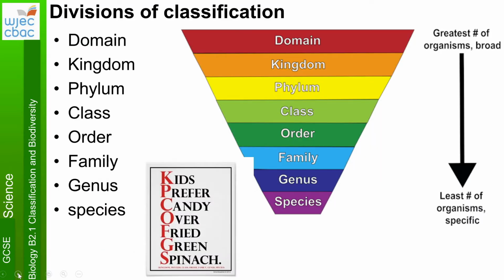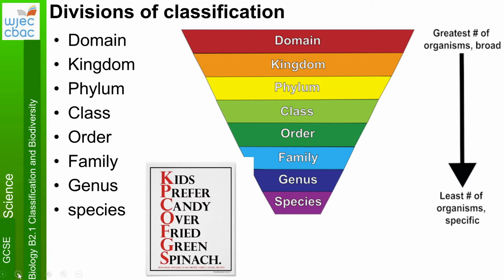With any organism, we can classify it by divisions, the largest of which is the kingdom it belongs to. This has the greatest number of organisms. We further subdivide it to phylum, class, order, family, genus, and species. This has the least number of organisms and is more specific. You have to know the order of these divisions, so you can use the mnemonic shown to help you.